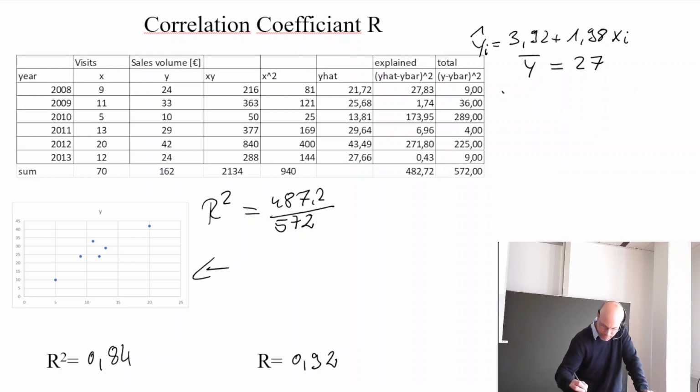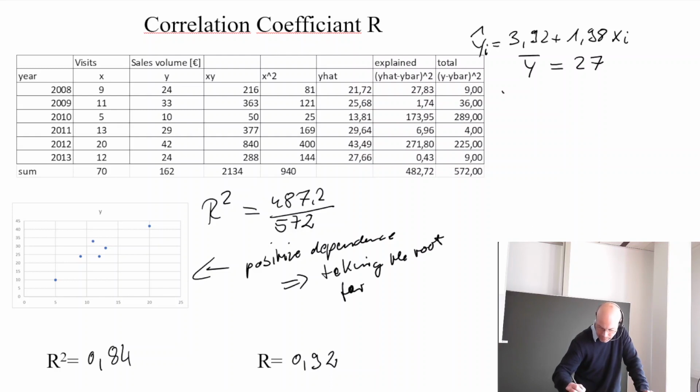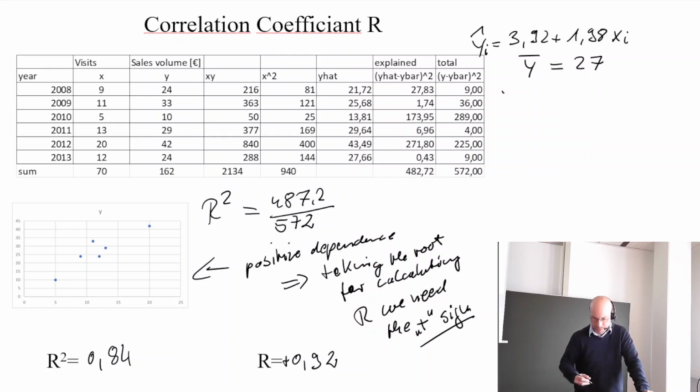So we have a positive dependence, and therefore for calculating R, taking the root, we need the plus sign.